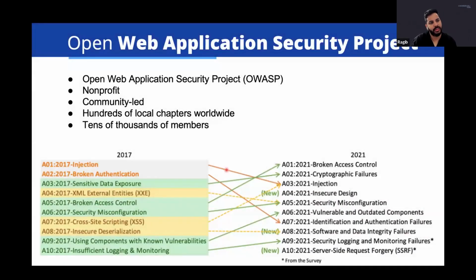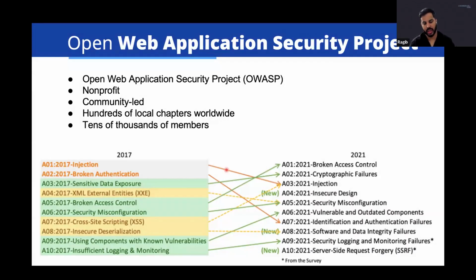Okay, next we have OWASP. So we have to talk about OWASP. This is basically the Open Web Application Security Project, right? This is one of the most important resources in cybersecurity. In the cybersecurity world, every cybersecurity specialist knows about OWASP. And the best part is it's completely free and it's community driven.